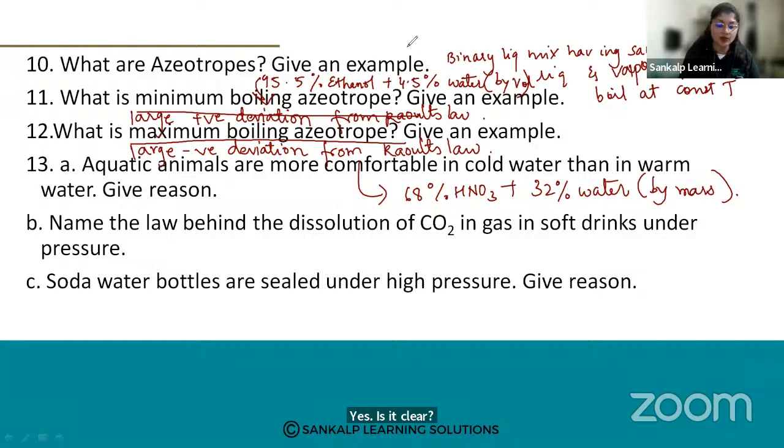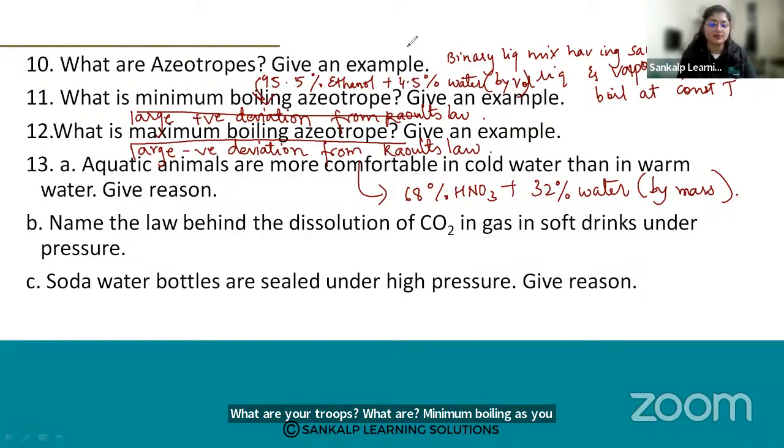What are azeotropes? What are minimum boiling azeotrope and maximum boiling azeotrope? Yes. Okay, good. Okay, so we'll move further.